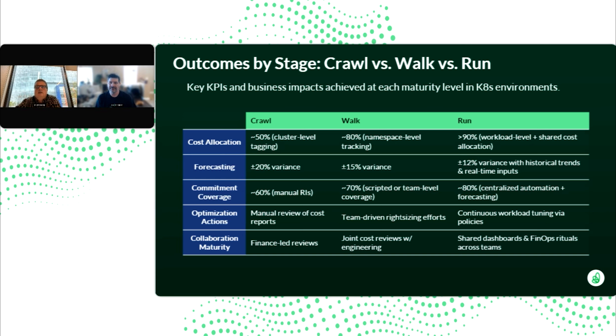and then as we move to the run phase, this is really where things are starting to get interesting, right? This is where your cost allocation is increased, probably upwards of or greater than 90%. You've got not only cluster and namespace tracking, but you're at workload level. You're looking at allocation of shared costs across those different areas of the business. Your forecasting is getting better. And you're getting kind of real-time data. So you're getting much more real-time data to allow you to be able to act upon the things that you need to do in terms of maximizing the return for your business.